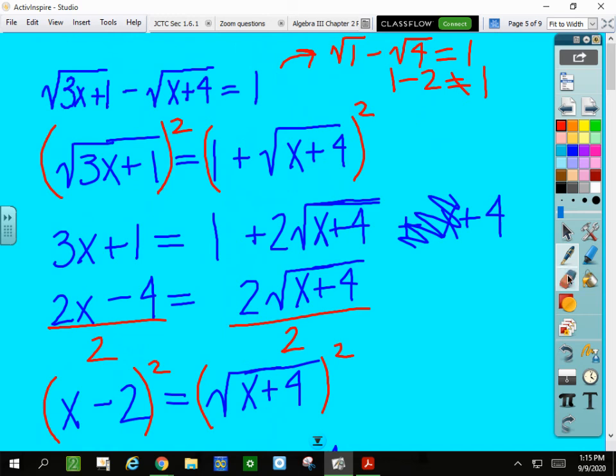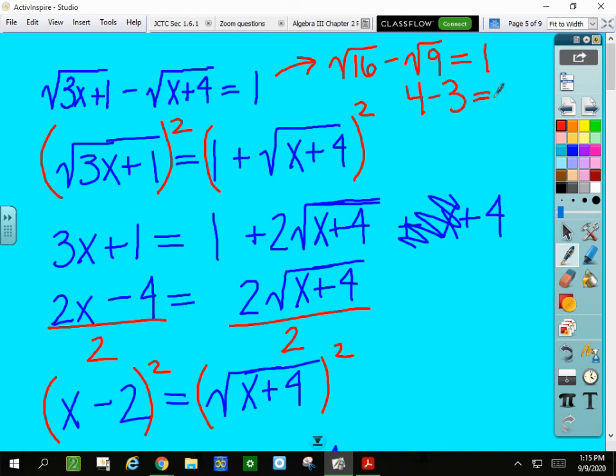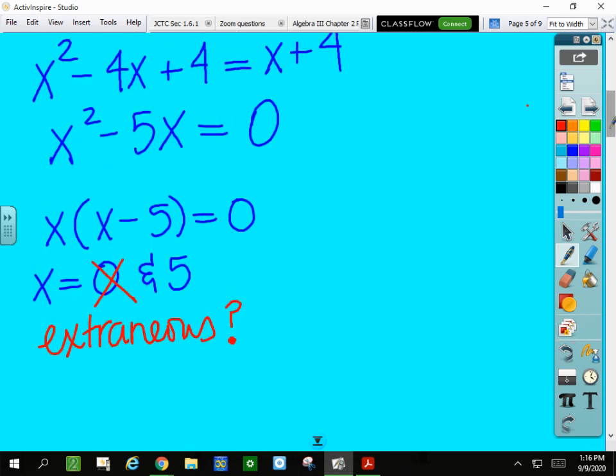Let's go back and do 5. We plug in 5. So I'm plugging in 5. 3 times 5 is 15, plus 1 is 16. 5 plus 4 is 9. The square root of 16 is 4, minus 3 does equal 1. So 5 is okay. So 5 would be our only solution. You don't have to make a note of this on the test. If you marked out 0, I would know that 5 is the only solution.